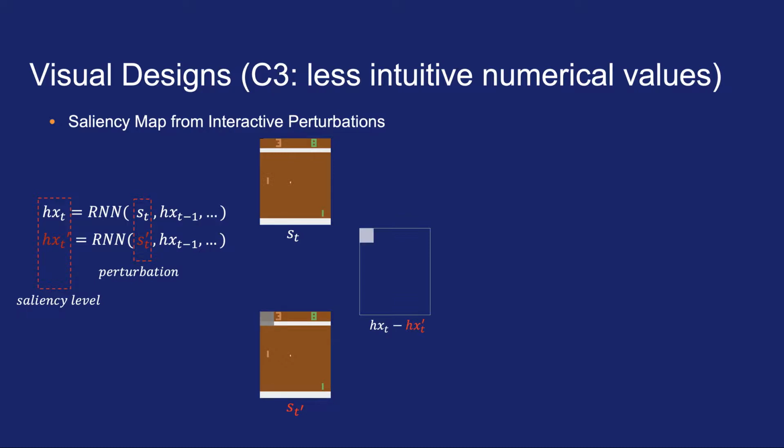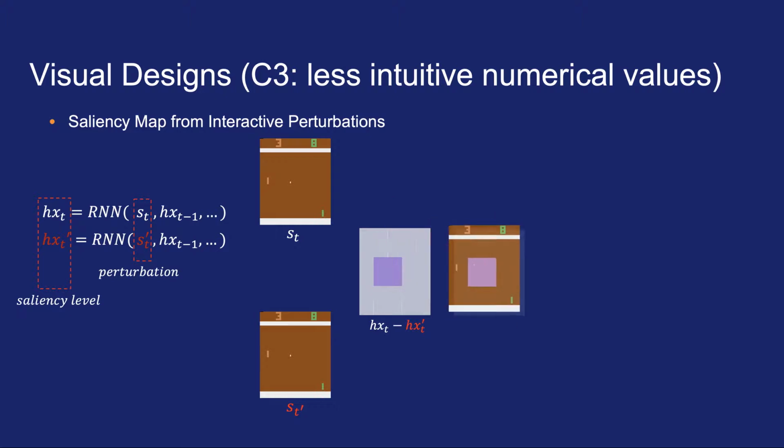The difference between the output hidden states hxt and hxt prime is recorded for the corresponding masked region. Extending this process across all regions of the screen, we generate a salience map. Overlaying this map on top of the original screen, we extract the regions that the hidden state focused on. Moreover, we can improve the granularity of the mask to make the salience map more precise.